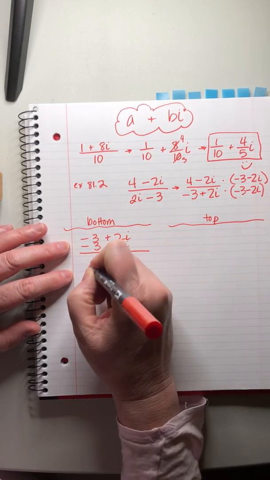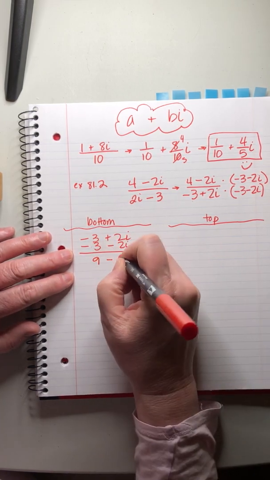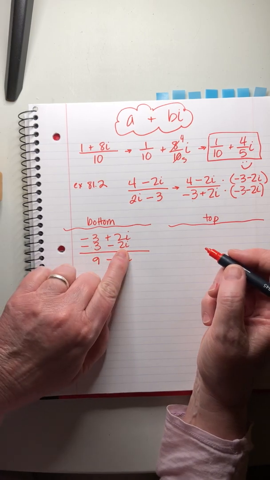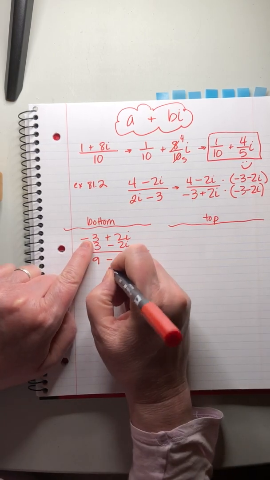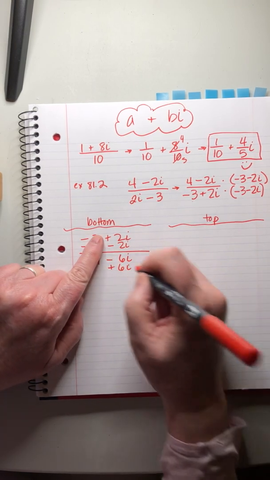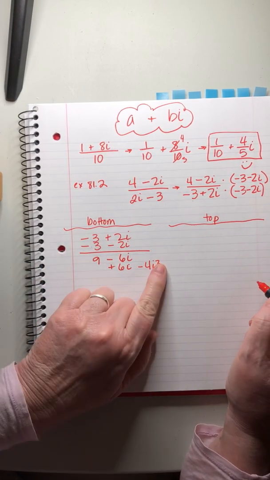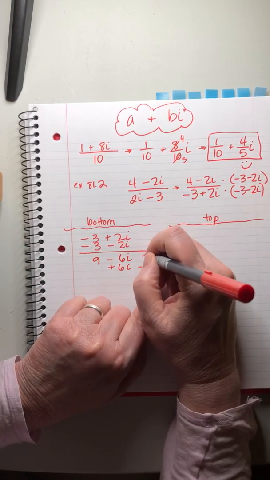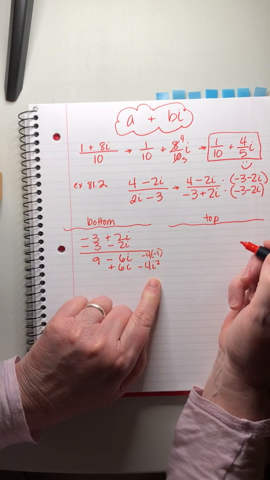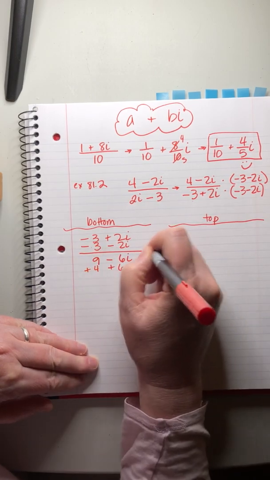Minus 3 times minus 3, positive 9. Minus 3 times 2i. You guys, I would not be doing this if you were with me. Okay, she's done. Her turn. She dances with him. That's a plus 6i. And then here we go. This is the fancy one. We get minus 4i squared. That changes to minus 4 times minus 1. And that becomes plus 4, and I move it over there.